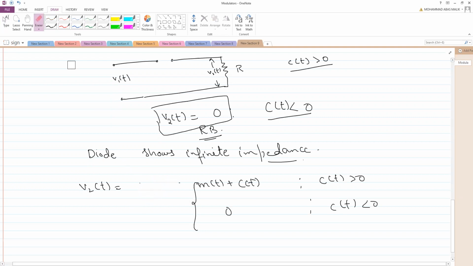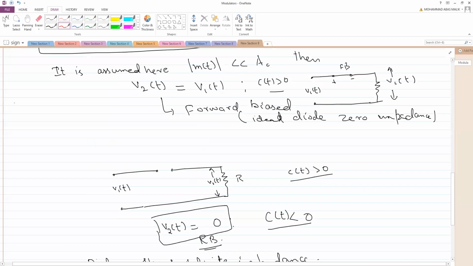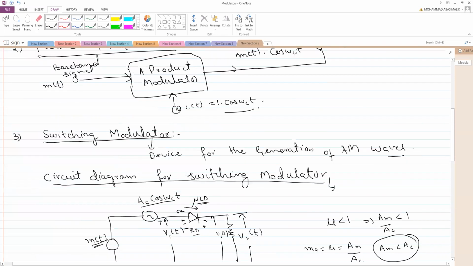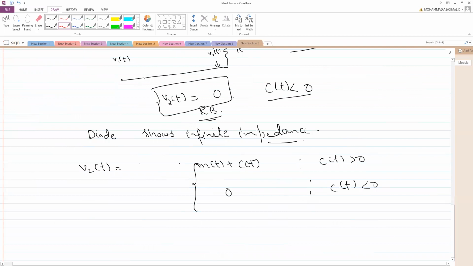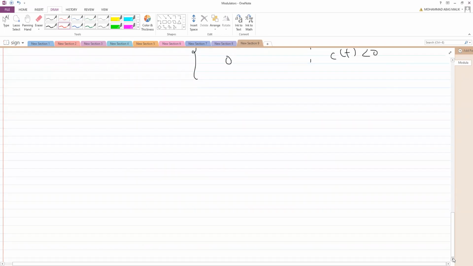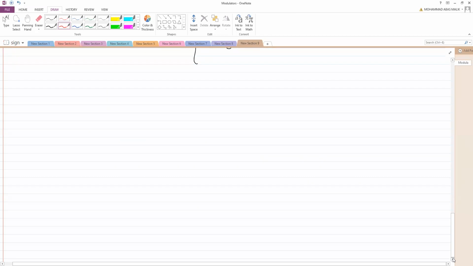Anybody having any confusion or question, please tell me. Okay, good. So this is another modulator, how to generate the AM signal. Another one will be your balanced modulator, and the balanced modulator is used for double sideband suppressed carrier. So we have another modulator, that is the balanced modulator.